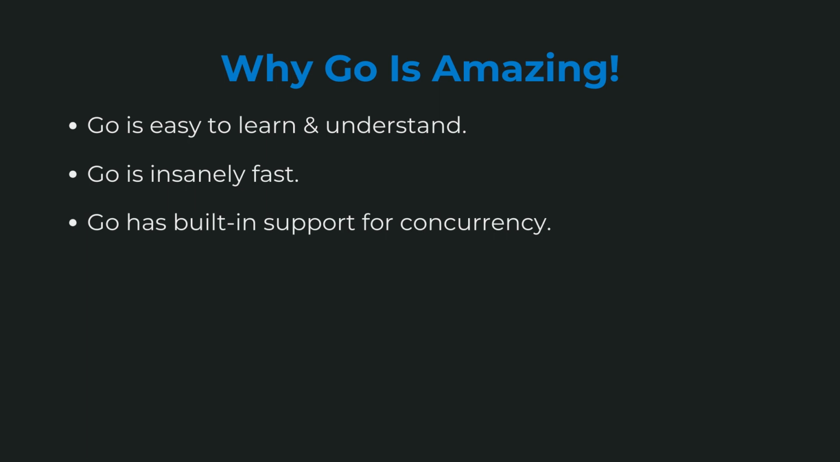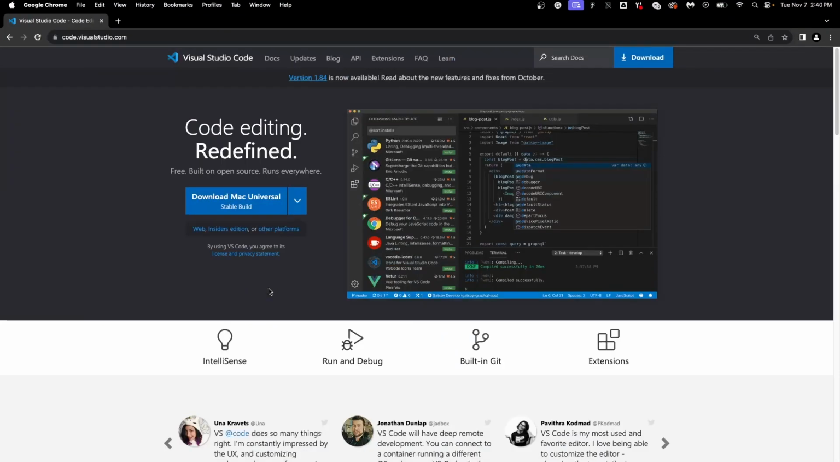Lastly, Go has built-in support for concurrency. Concurrency just means that multiple tasks can be done at the same time. And this can lead to a massive increase in a program's performance since it allows resources to be used more efficiently.